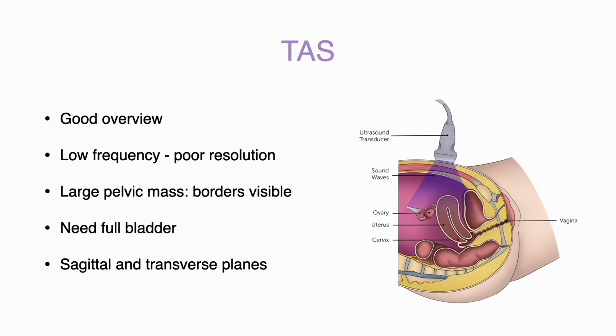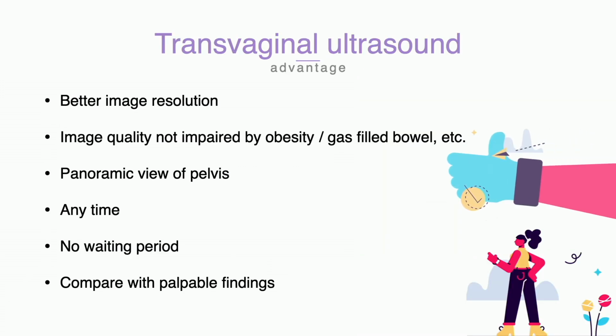But it does have a few disadvantages. The most important one is that the transabdominal probe has a lower frequency than the transvaginal probe, which means that the image resolution is lower and the quality is not as good. So transvaginal ultrasound not only has the advantage of better image resolution, but also that the quality is not impaired by obesity or gas-filled bowel. But now enough of theory. It's time to show you a demo.